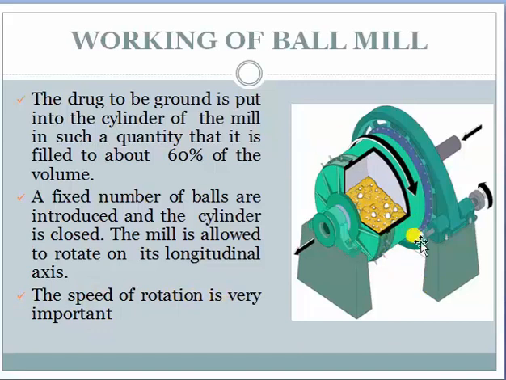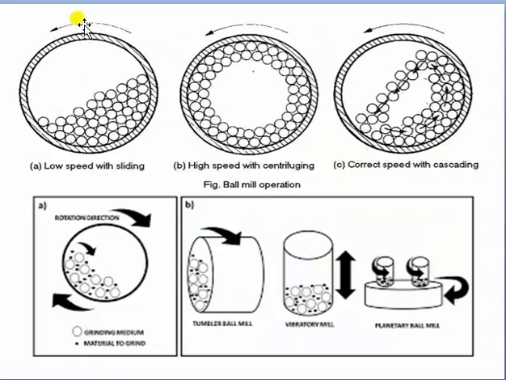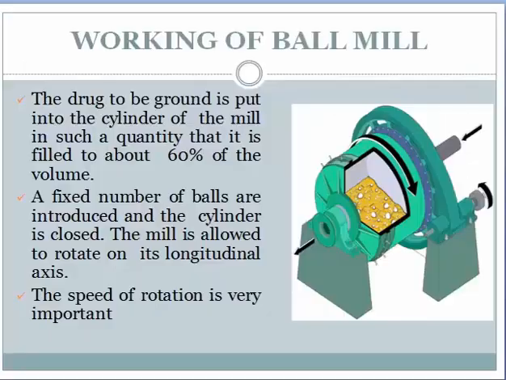Here is the diagram of a ball mill. The sample and balls both are placed, and these are closed vessels. Here, with the help of a motor, the speed is governed and this rotates. See, rotation takes place this way. Low speed, high speed, and correct speed with cascading, this kind of speeds take place in this ball mill. Here, impact and attrition force both will apply, as ball interaction and ball and material interaction takes place.